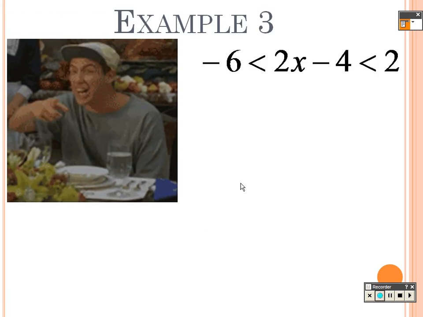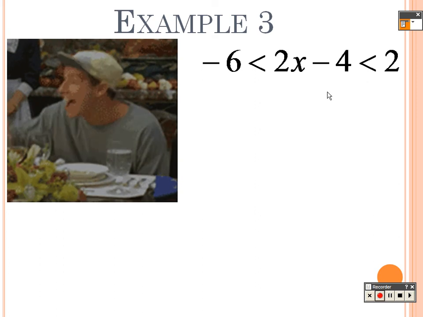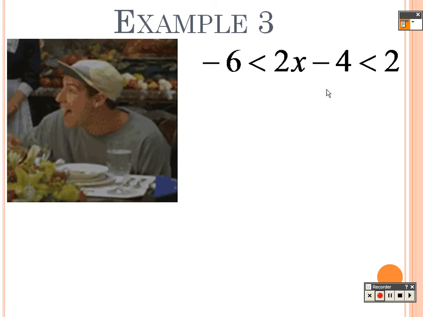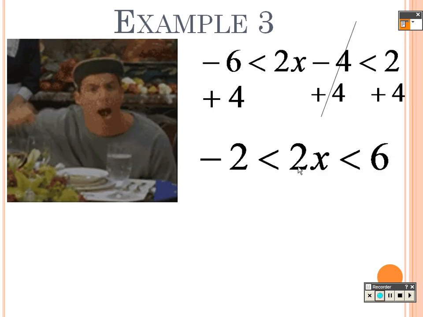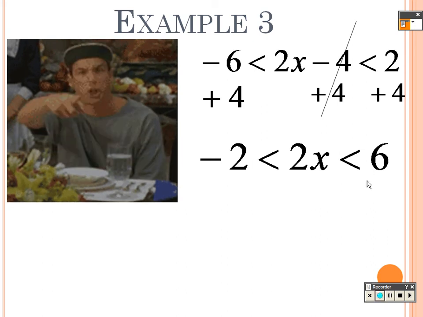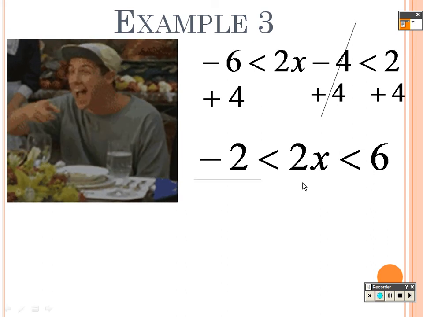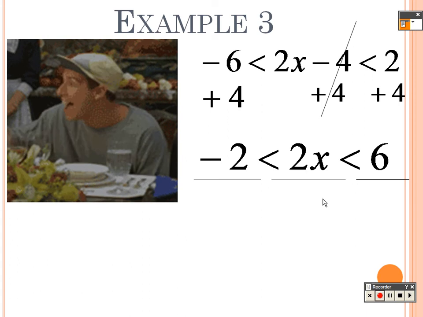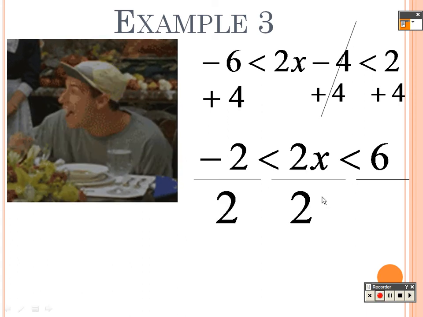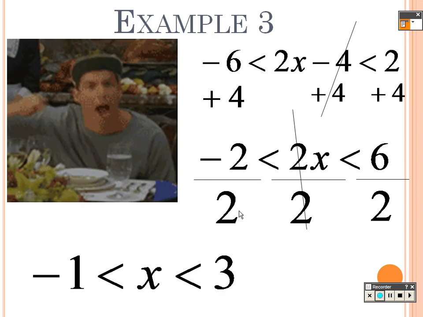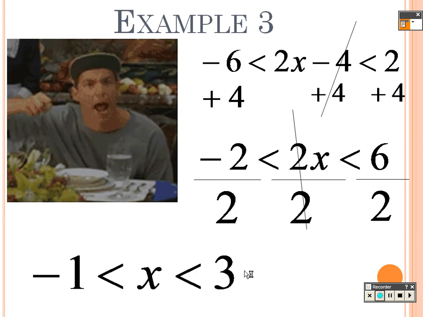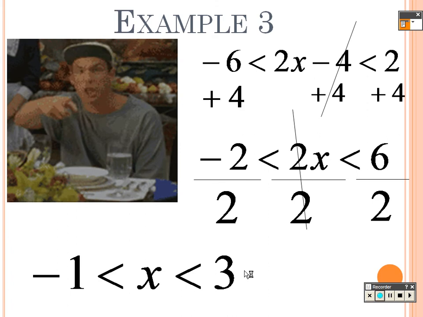So example 3, when it's a sandwich problem like this, you do the same thing on all sides. So I'm going to add 4, which means I have to add 4 everywhere. Negative 6 plus 4 is 2. I have a 2x in the middle, and 2 plus 4 is 6. I'm going to divide by 2 to get x by itself, which means I have to divide everything by 2. So negative 2 divided by 2 is negative 1, and 6 divided by 2 is 3. So this is negative 1 is less than x is less than 3.